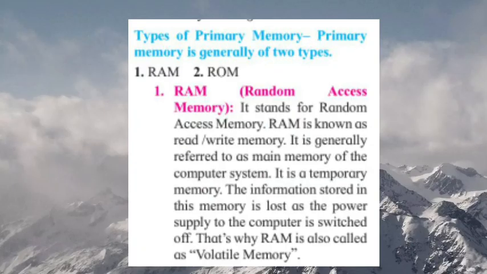Now there are two types of primary memory, ROM and RAM. As we discussed earlier, ROM stands for read only memory and RAM stands for random access memory. It is also called read write memory, or sometimes it is also called volatile memory. Volatile memory means what?